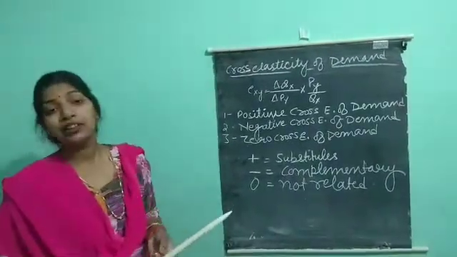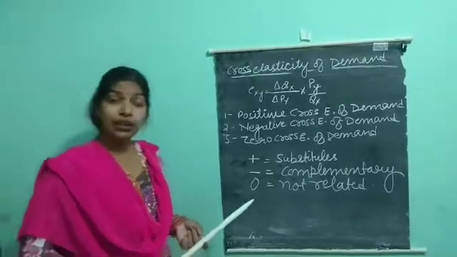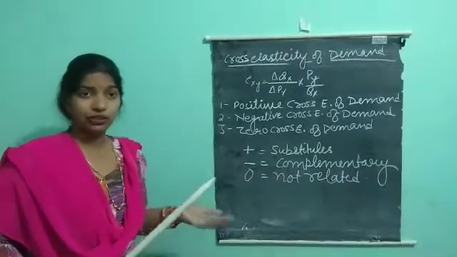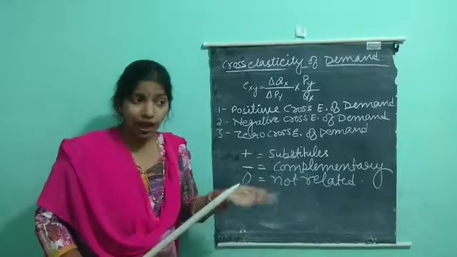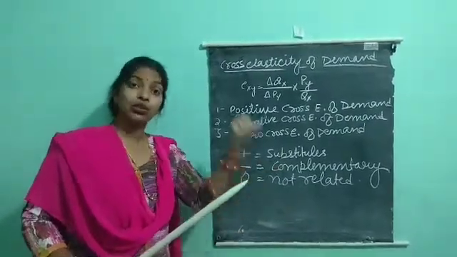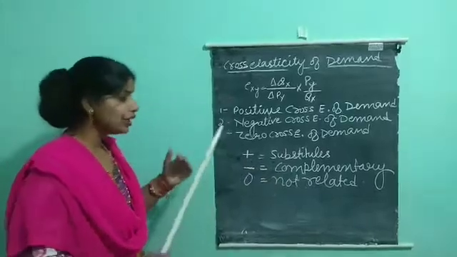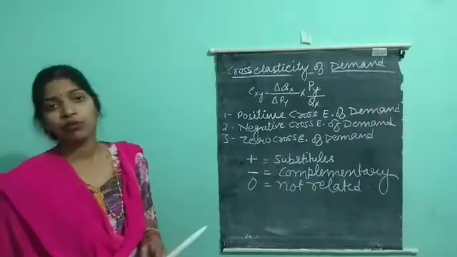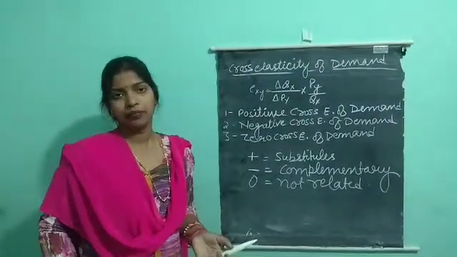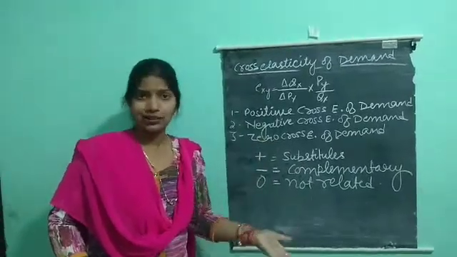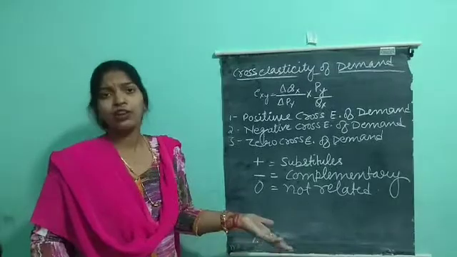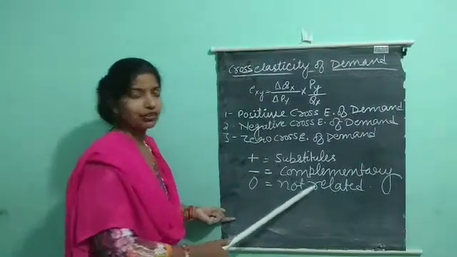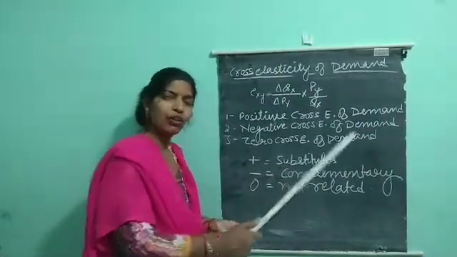Then third is zero cross elasticity of demand. The demand is said to have zero cross elasticity when two goods are not related to each other. The demand will not be affected by the price of the other. The reason is that these two goods are not related. For example, refrigerator and bicycle. If the price of a bicycle rises, there will not be any effect on the demand for a refrigerator. This is called zero cross elasticity of demand.